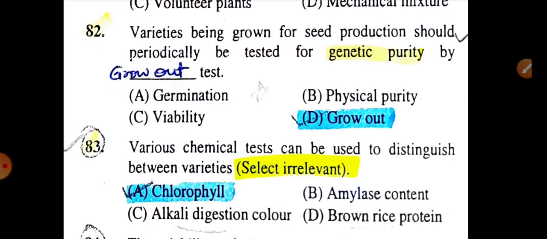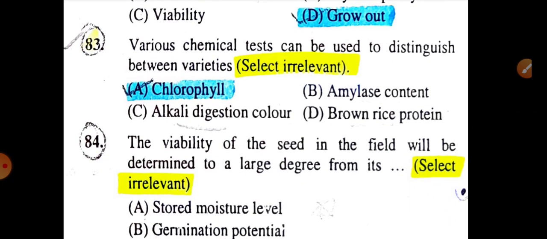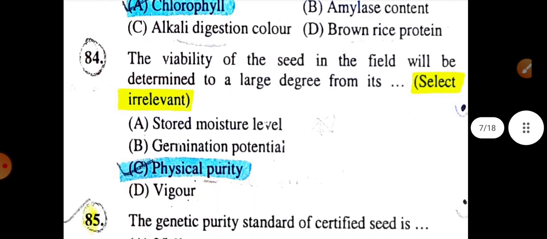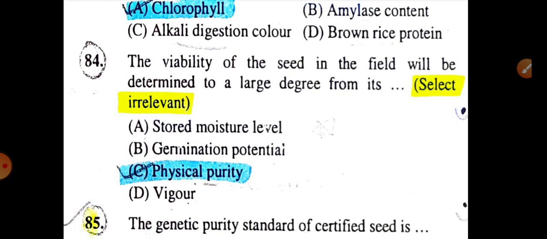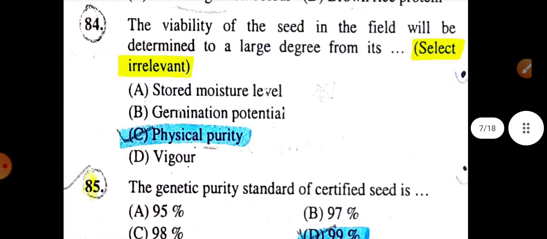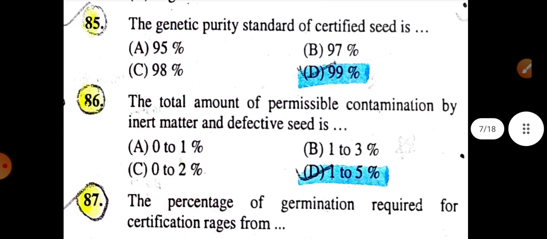Varieties being grown for seed production should be periodically tested for genetic purity by grow-out test. Various chemical tests can be used to distinguish between varieties: amylase content test, alkali digestion color, brown rice protein test, not chlorophyll test. The viability of seed in the field will be determined to a large degree from its stored moisture level, germination potential and vigor, not from physical purity.